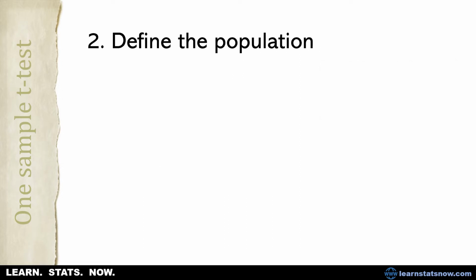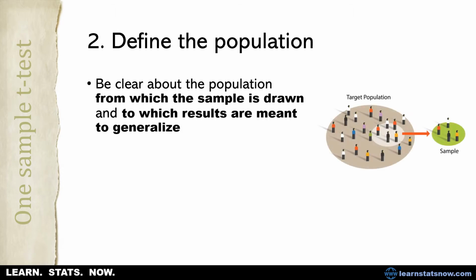Next thing we need to do is define the population. Now typically when we talk about population, a lot of times we think in terms of humans or animals or things like that. But it doesn't necessarily have to be the case. We could define our population, for example, in terms of daily temperatures, historical daily temperatures. But the main thing is we need to be really clear about the population from which the sample is drawn and to which results are meant to generalize.